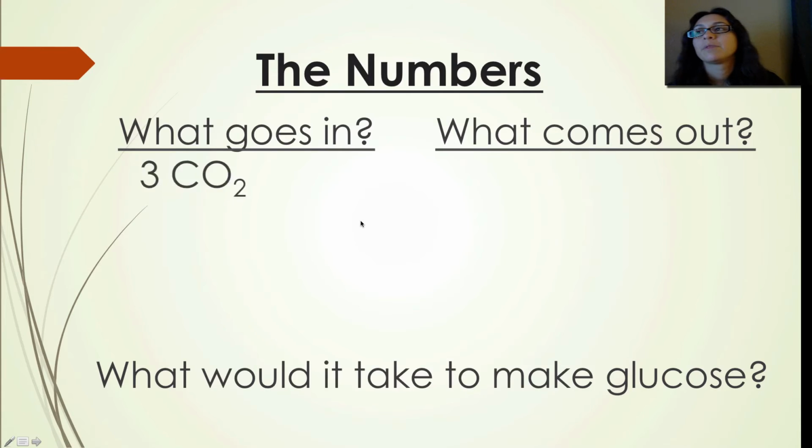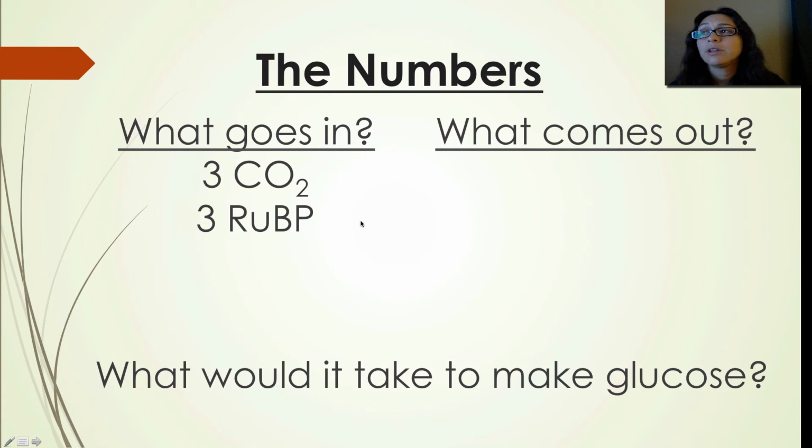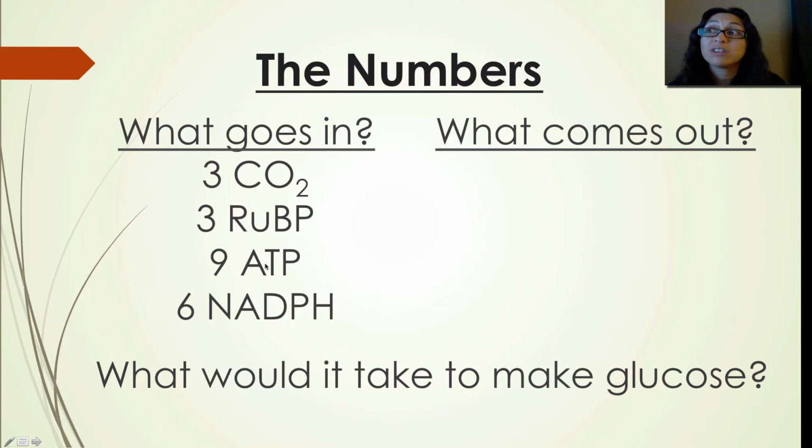What goes in? We have 3 carbon dioxides that go in, 3 RuBP, 9 ATP total, and 6 NADPH. So there's a lot of energy going in here. This is what makes it endergonic. Remember, ATP is our energy currency, so we're putting in a lot of energy to make our G3P.